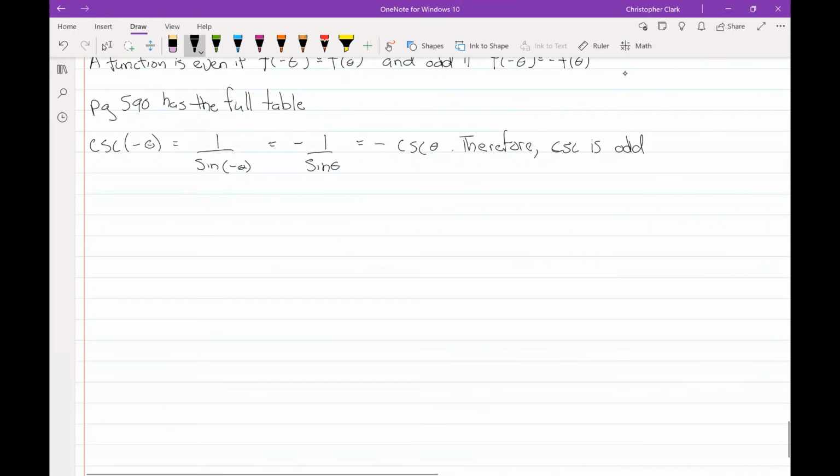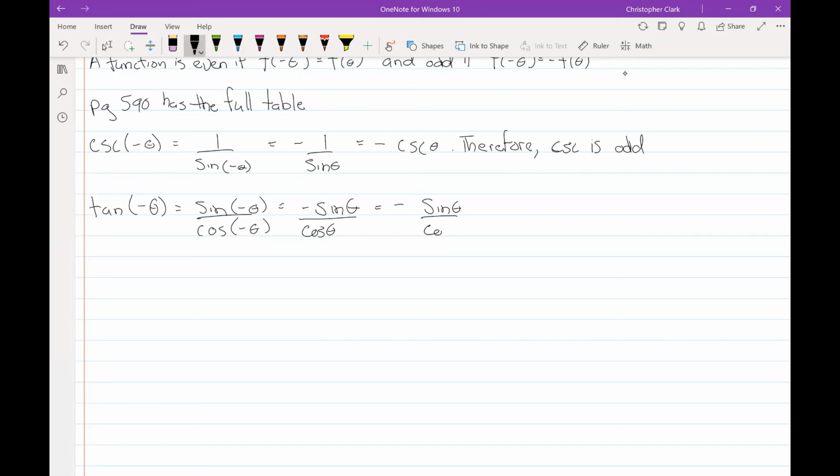I'll go ahead and show that real quick. So tangent of negative theta equals sine of negative theta over cosine of negative theta equals negative sine of theta over cosine of theta equals negative. I'm just going to rewrite it like this. And therefore, we have tangent of negative theta equals negative tangent of theta, and you get the same thing with cotangent of theta. Therefore, they are odd.